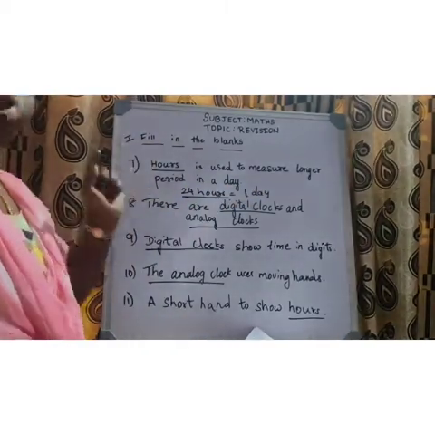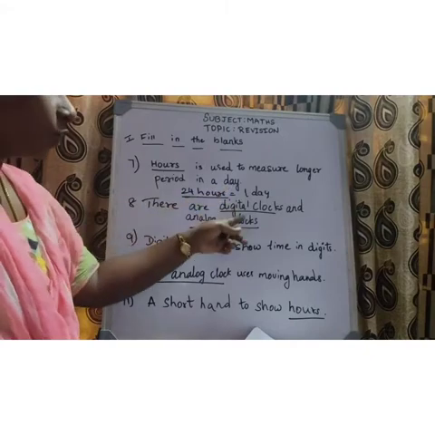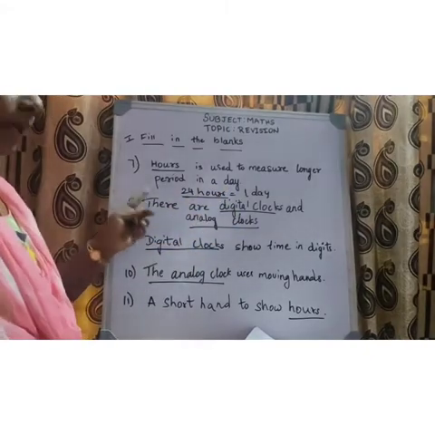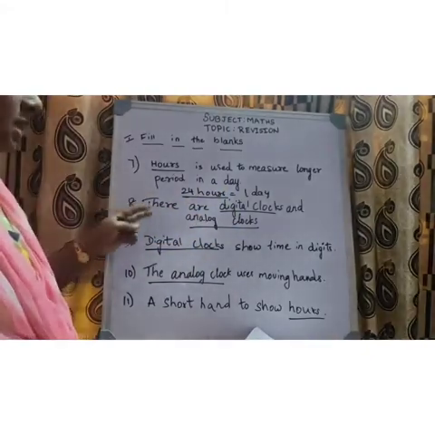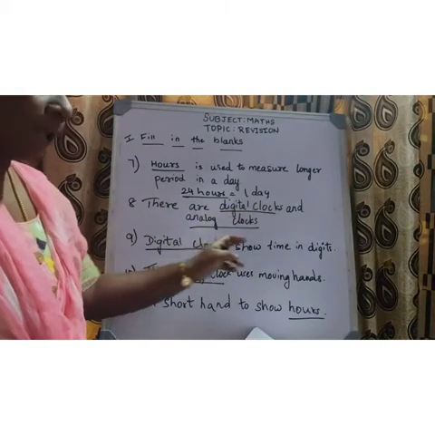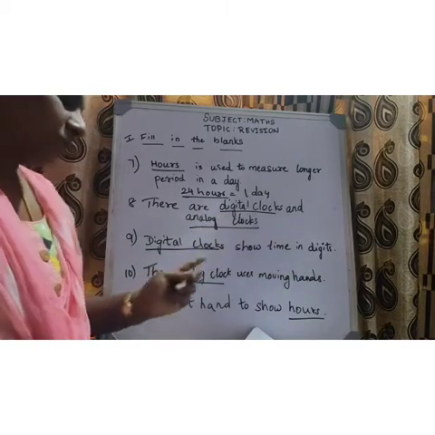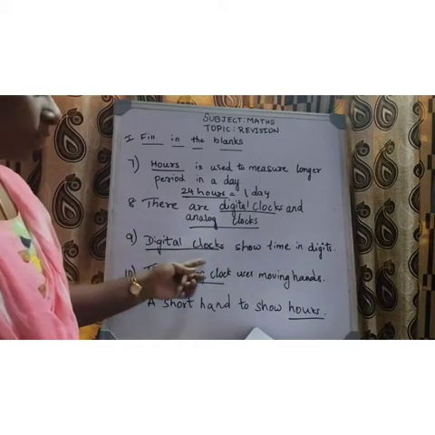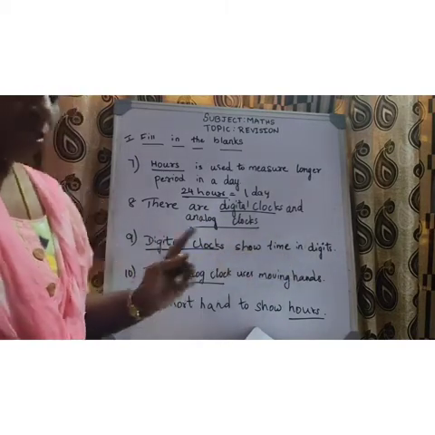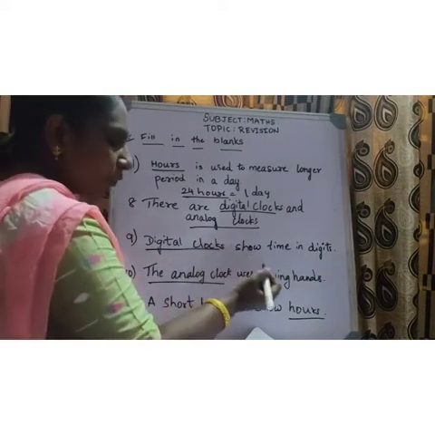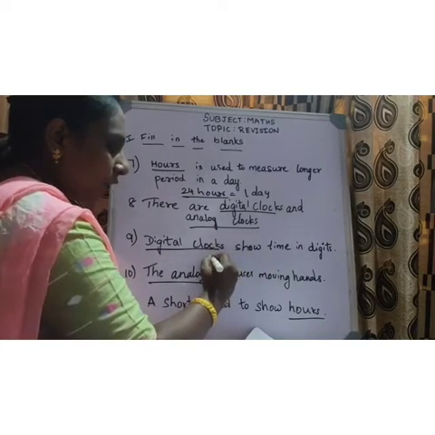Okay, so there are two types of clocks, that is digital clock and analog clock. Digital clocks show time in digits. How do they show the digits? Suppose the time is 9:15, how will it show?